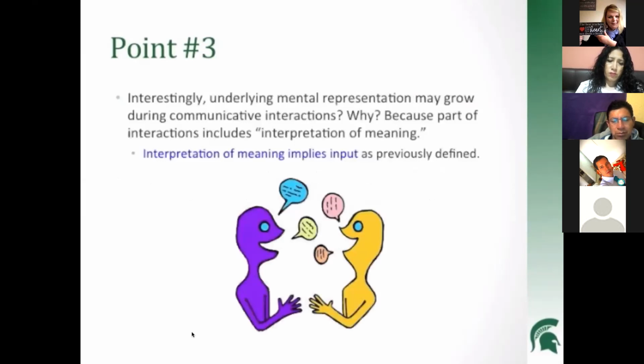An interesting thing from research is that the language that grows in your head, what we call mental representation, may grow during communicative interactions. Now, why is that? Why would your mental representation grow if communication involves processes different from that? Well, that's because part of your communicative interactions include interpretation of meaning. And there should be a clue there to you, a hint of why mental representation might grow. That's because interpretation of meaning implies that you're being exposed to input as a learner. And if you're being exposed to input, that's input that you're interpreting for its meaning. So therefore, communicative interchanges contain input that might be useful to the learner that helps the language system grow over time.